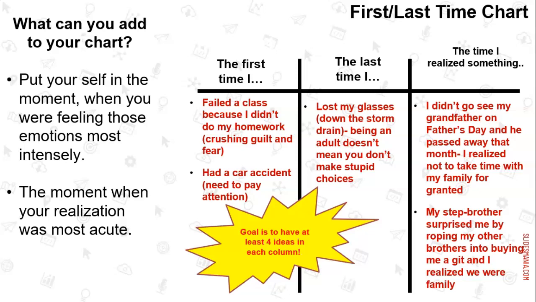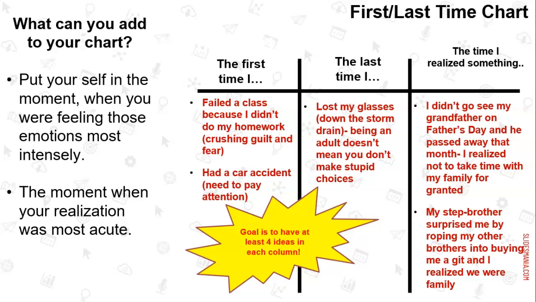So what you're going to do today is you're going to fill in your first time, last time chart in OneNote. In that chart, you're going to come up with four different events that were the first time you did something, four different events that were the last time you did something, four different events that were when you realized something. And you're going to include a little description of what makes that memory meaningful. What was important about that memory that makes it important enough to write about?